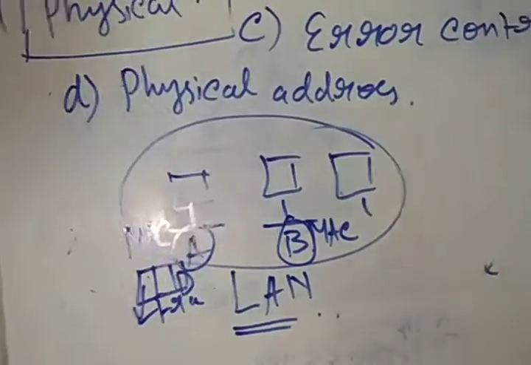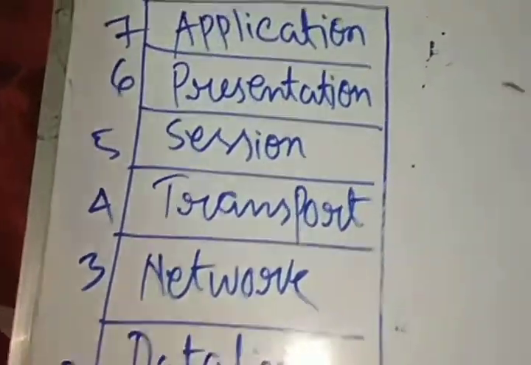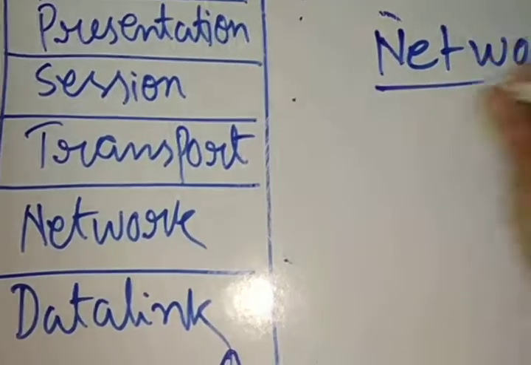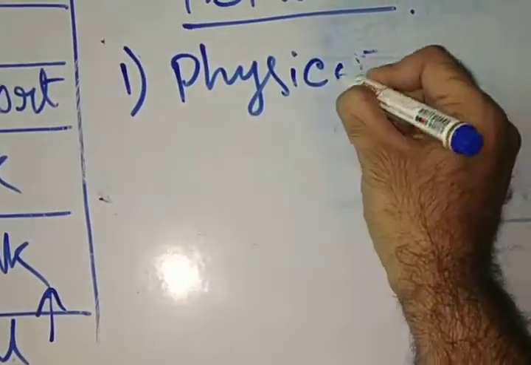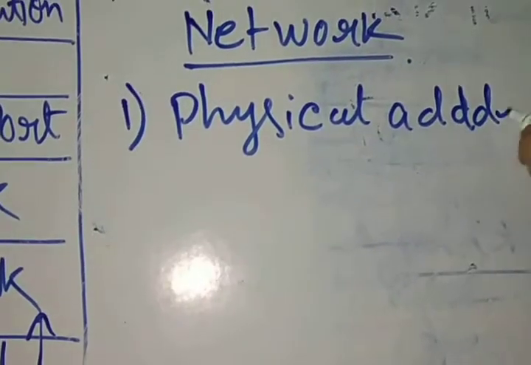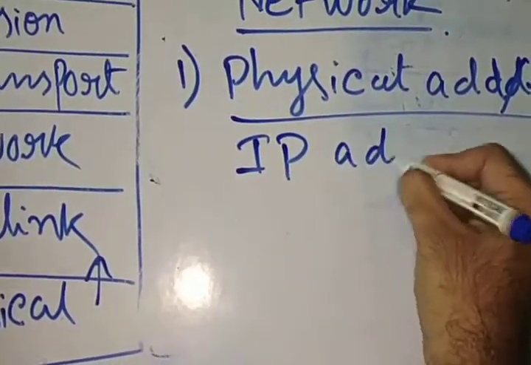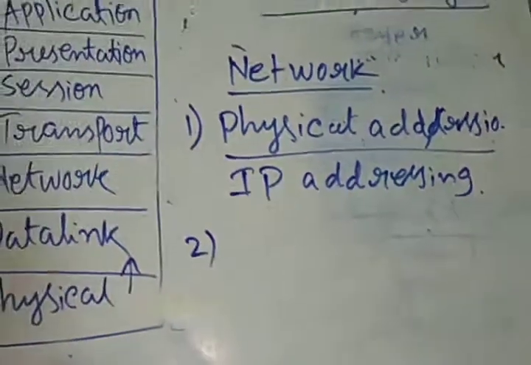Now the third layer is the network layer. Whenever you want to send data outside your own network, that is when the network layer comes into play. And here the main thing is logical addressing, which is called IP addressing. The IP addressing assigned to the machine is looked after by this network layer.